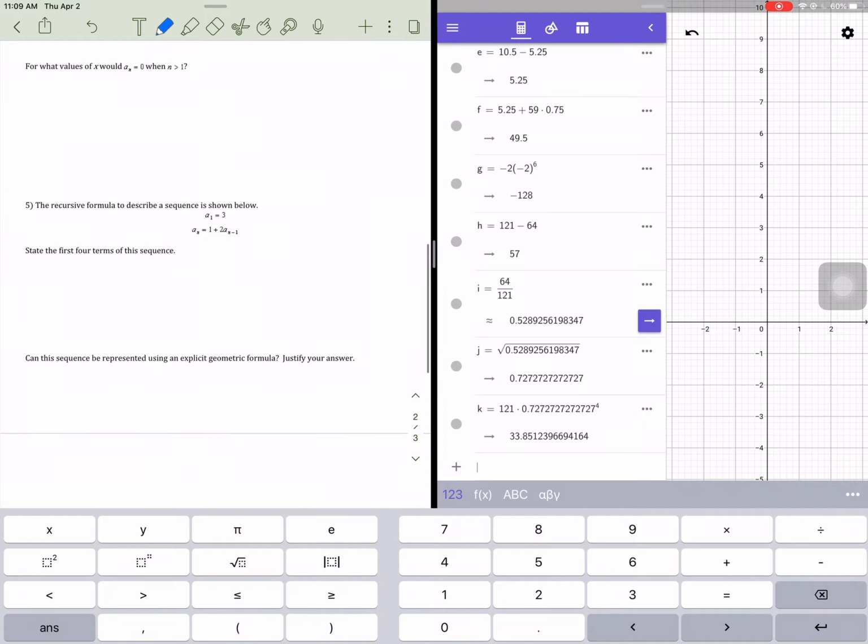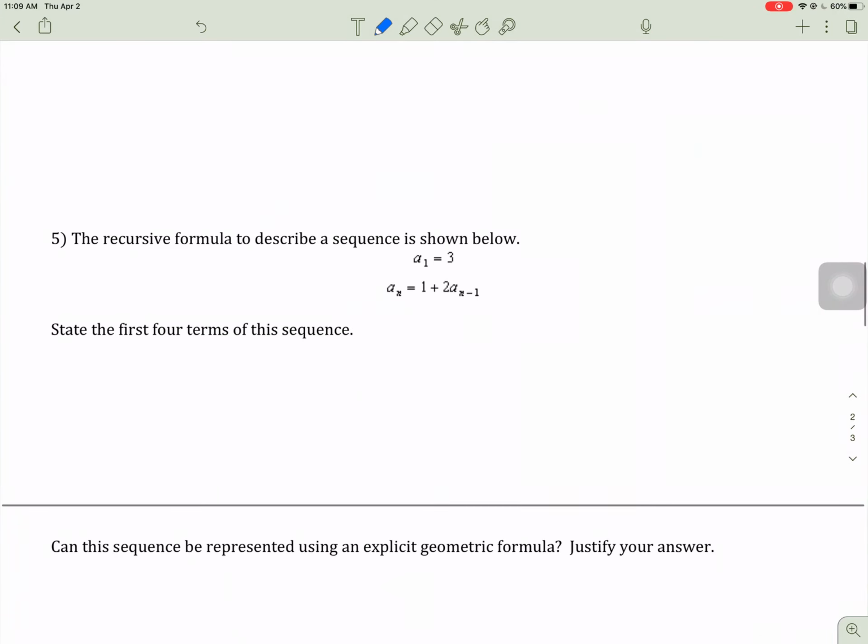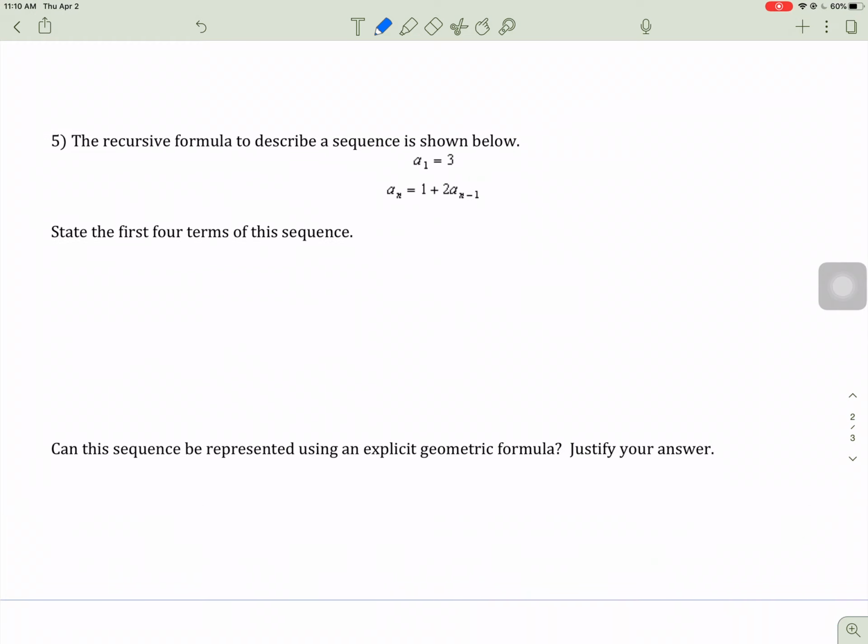Okay. I'm going to skip 4 and go to 5. Number 5 says, the recursive formula to describe a sequence is shown. Remember recursive, you need the first term, and then you write a formula, and you have to go one by one by one. So it's saying the first term is 3, and to find any term, you take 1 plus 2 times the term before.